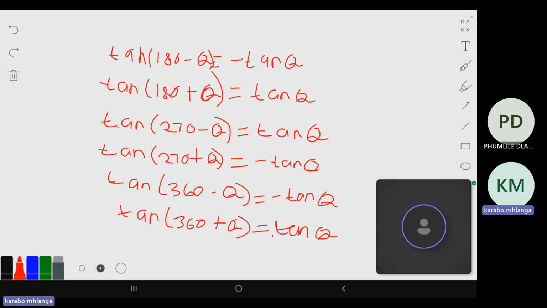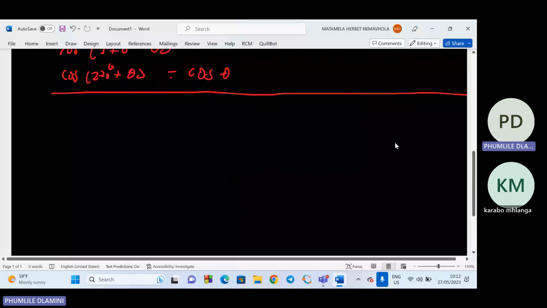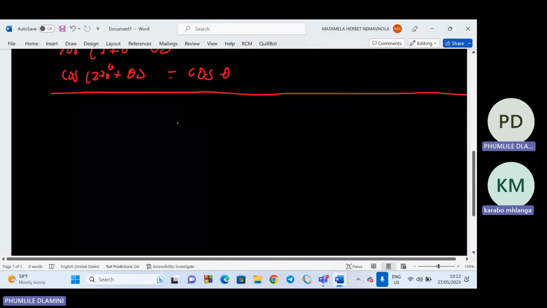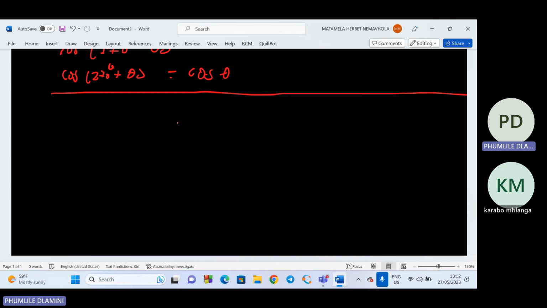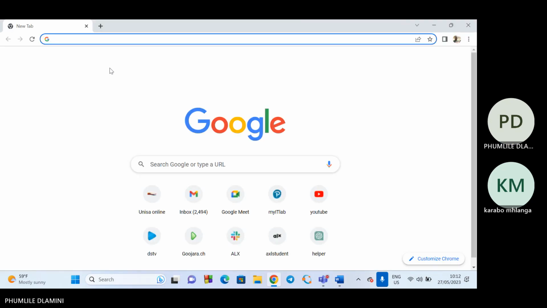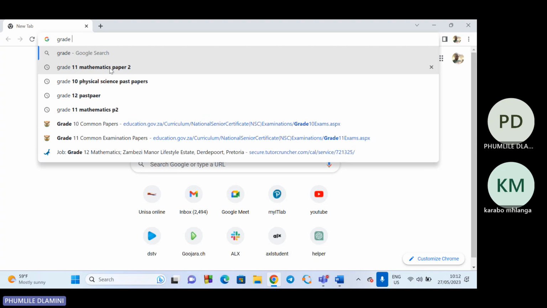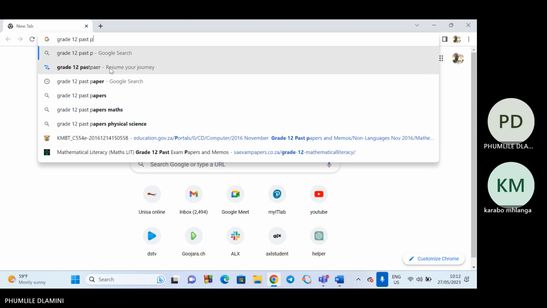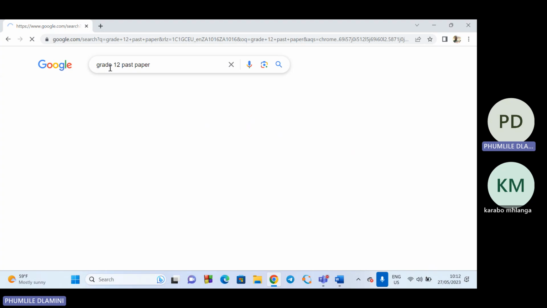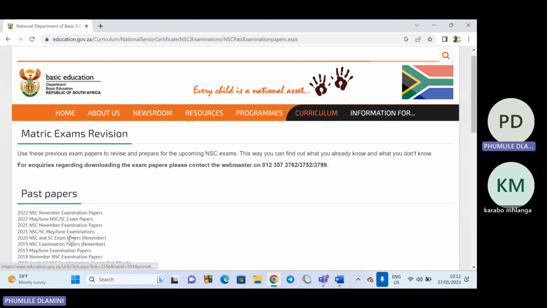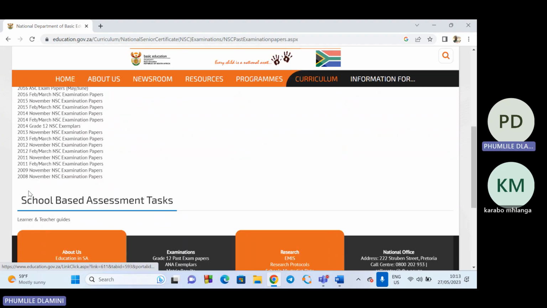So now, let me share my screen. Can you see my screen now? Yes, I can. Okay, now that you understand this, you are already able to do much of the trig questions. So now we are going to tackle one question together. So you are going to start enjoying it. You're going to see that this is very nice. You are in grade 12, right? I will even send you this past paper. Grade 12 past paper, let's get 2022.